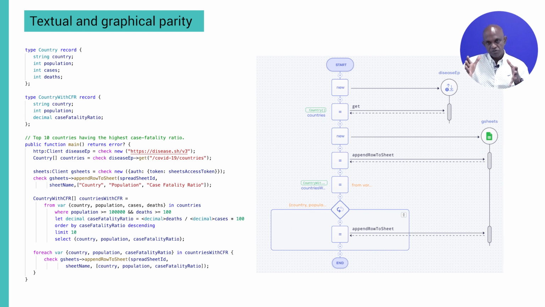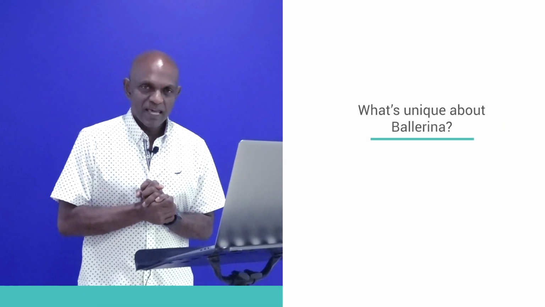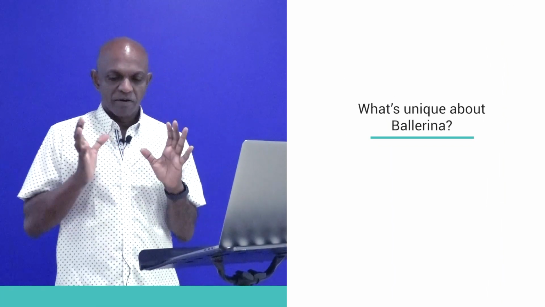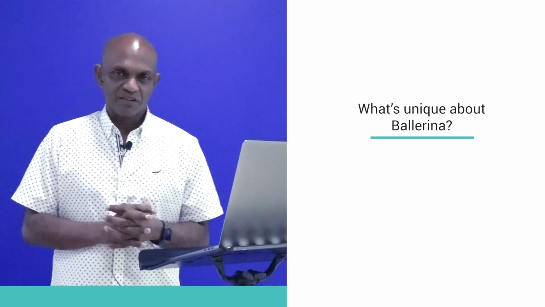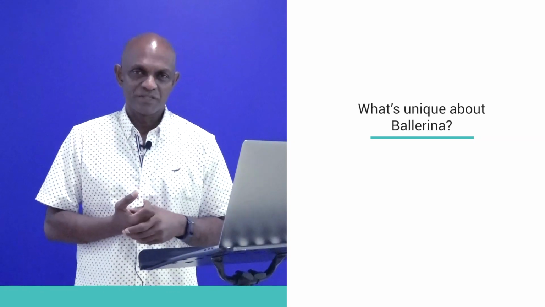So being able to visualize what the program is doing has a huge impact, because one person writes the code, but it gets maintained and evolved by many, many people over the years. So this visual parity, this text and graphical parity, is very important because it's not a case of the picture being something we generate from the code. The picture is the code, and the code is the picture. Ballerina is a language that has been designed for writing modern world applications, especially in enterprise scenarios.